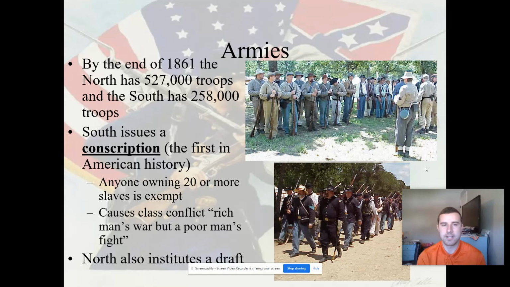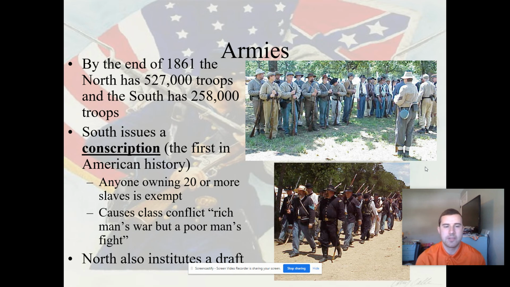So in order to try to increase these numbers, and this is the last part of Section 2, the South is going to issue something called conscription. This is the first in American history. Basically, a conscription is just a draft to force people to fight in the army legally. Okay. Now, anyone in the South who owned 20 or more slaves was exempt from this. So, large plantation owners didn't really have to fight. It was more your lower class, middle class of the South that had to go out and fight in the Southern War for the Confederacy.